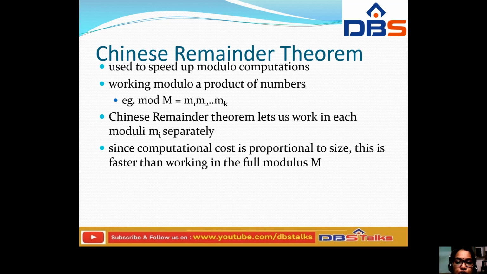Since the computational cost is directly proportional to the size, this is much faster than working in the full modulus m. From this we can say that it can be used to speed up modular computations, and for working modulo a product of numbers. If you take the example of modulus m equal to m1, m2 and so on up to mk, the theorem lets us work with each modulo mi separately, and this is faster than working in the full modulus M.